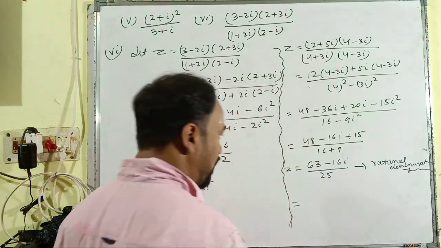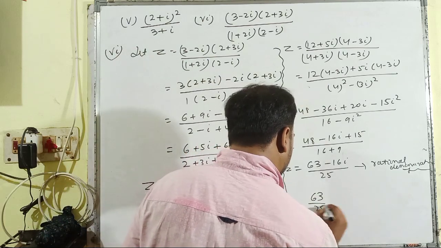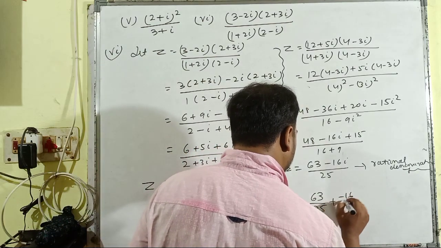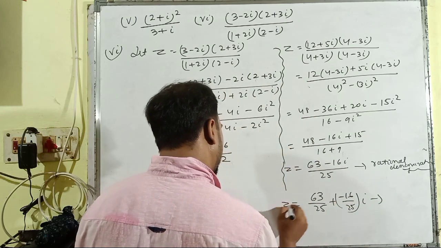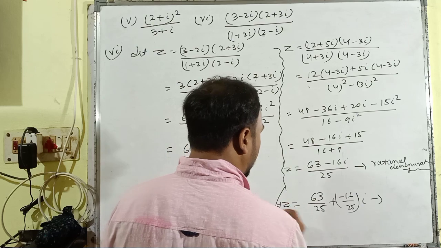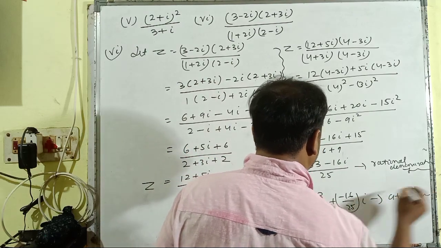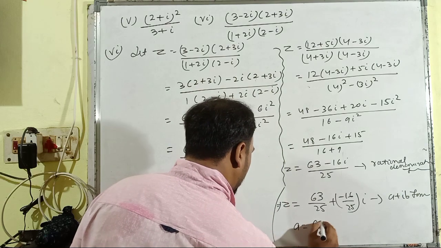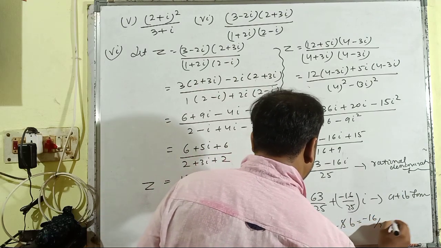Now we have to go through one more step so that it will be converted into the a plus ib form. 63 upon 25 plus minus 16 by 25 i, and this is the a plus ib form of the given problem, and here a is equal to 63 by 25 and b is equal to minus 16 by 25.